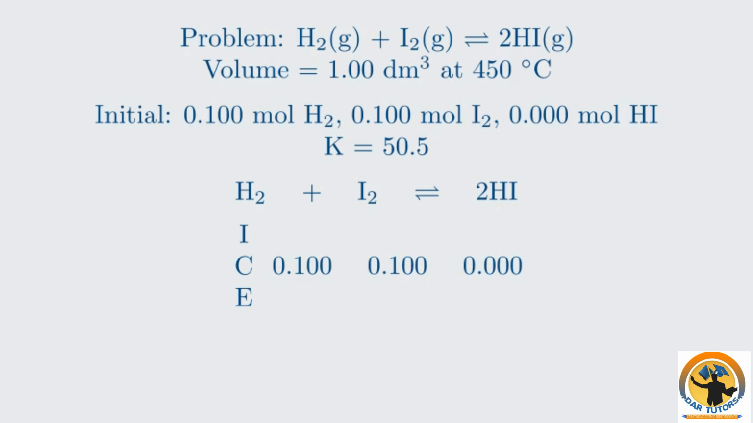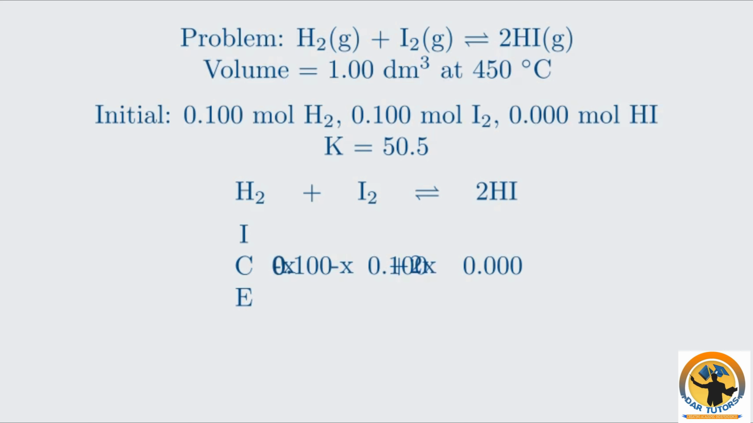Since we started with no products, the forward reaction must occur. Let's say the change in concentration of H2 is x. Because the stoichiometry is 1-to-1 for H2 and I2, the change in I2 must also be x. The change for HI is plus 2x, because its coefficient is 2. The negative signs indicate reactants are consumed, and the positive sign means products are formed.